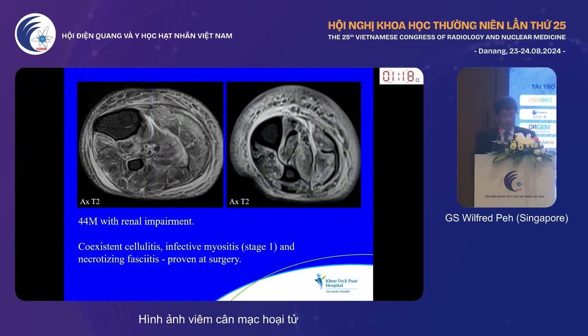Okay, last example, they can all coexist. This is a 44-year-old male patient with renal impairment. From the 2 T2 weighted images taken at the upper calf and mid calf, you can see that he has extensive fluid collections in the superficial fascia, in the deep fascia, and a lot of signal change, increased hyperintense signal in the muscle. So this patient has cellulitis, infective myositis, as well as necrotizing fasciitis, all in one patient.